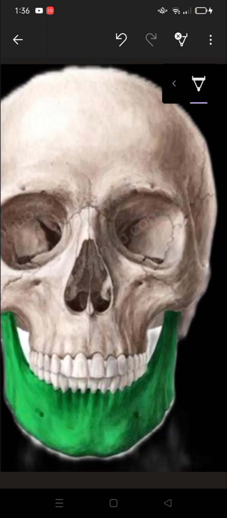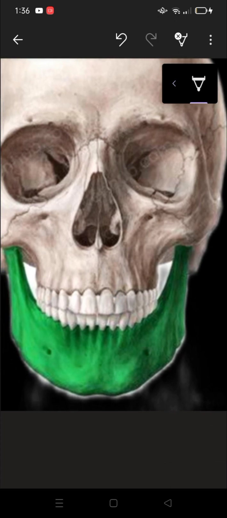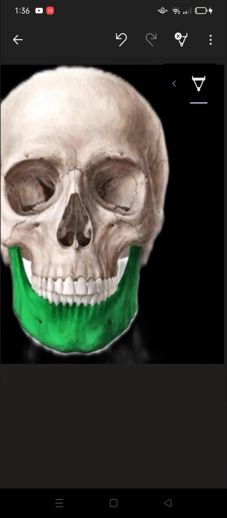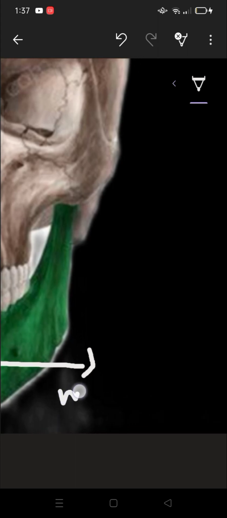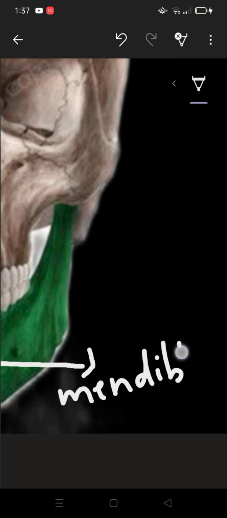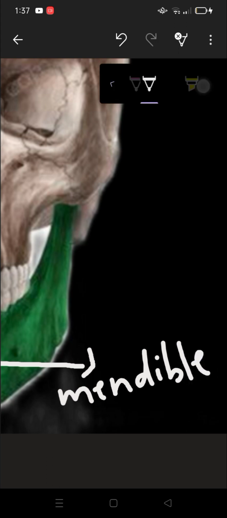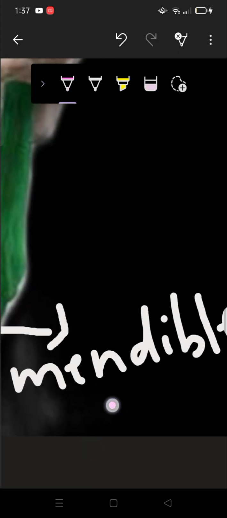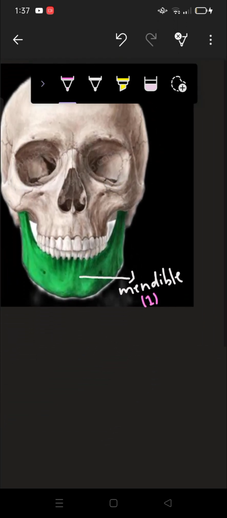Alright, so the first bone which I am going to tell you is the mandible. Mandible is the lower jaw. So here, let me write this properly. Here we have one bone which is the mandible, and that is 1 in number. Let me write with pink color. We have one mandible bone which is 1 in number.